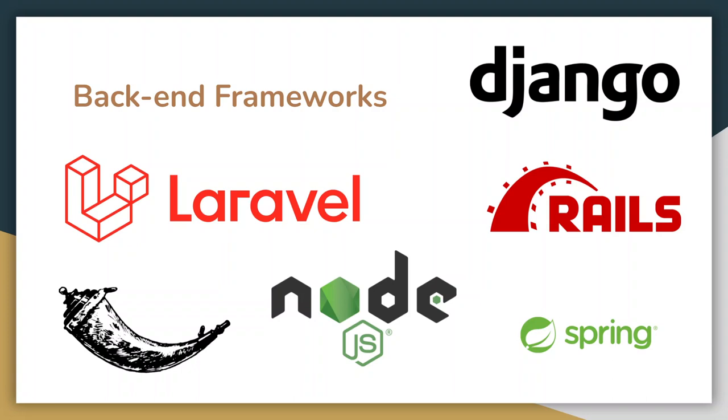There are another two frameworks, like Django and Flask, which are written in Python, so you have to learn Python for them. Then for Laravel you have to use PHP, and for Rails you have to use Ruby. For Spring you have to use Java, so Spring Boot, Java. Like that, you can choose any one of the backend frameworks for full stack development.